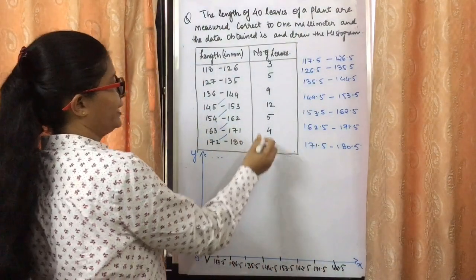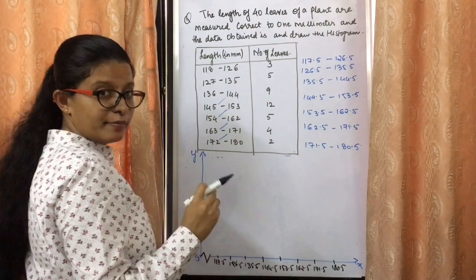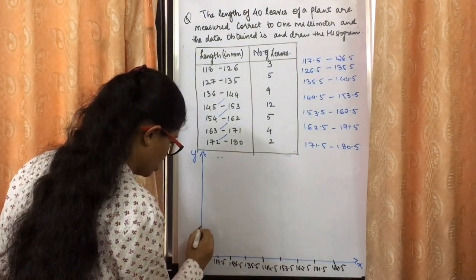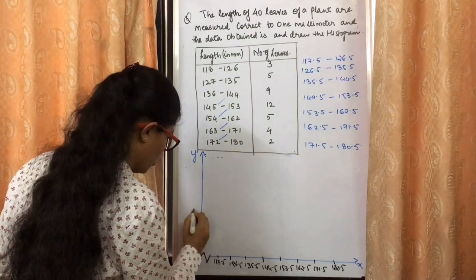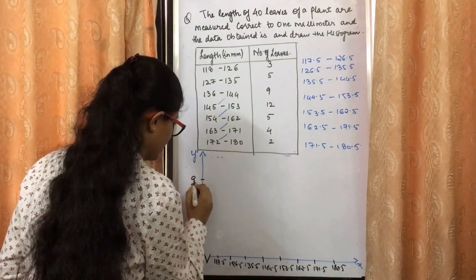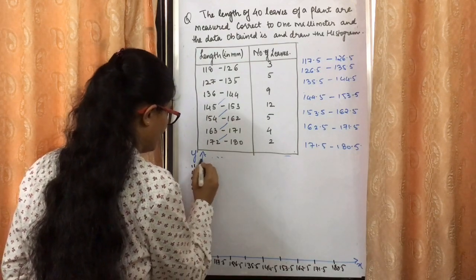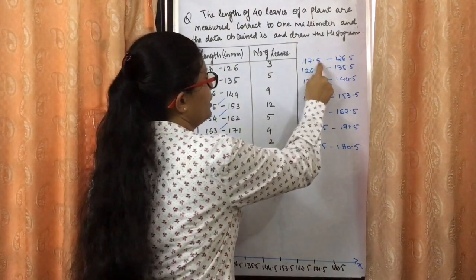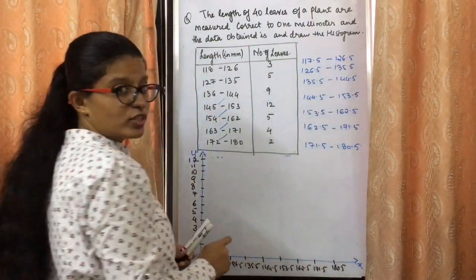180.5. Now how many leaves do we have? 12. Maximum we have 12 leaves. So 1, 1 का difference ले लेती हूँ. 1 2 3 4 5 6 7 8 9 10 11 and this is 12. ठीक है? Now 3 leaves are in between 117.5 to 126.5.